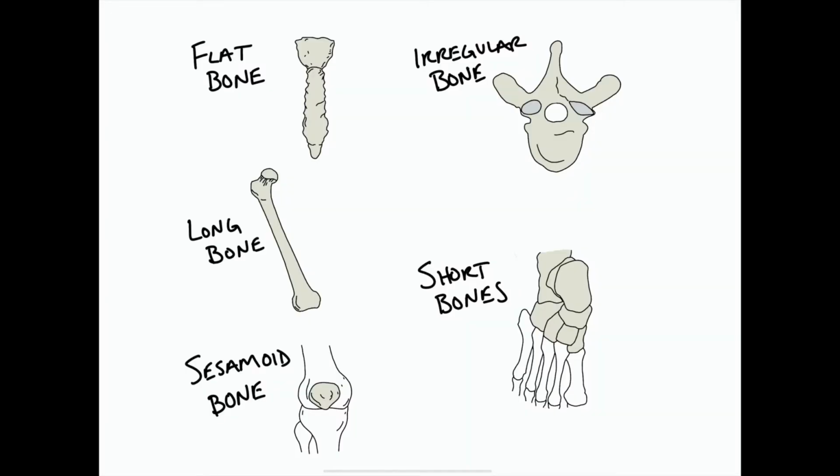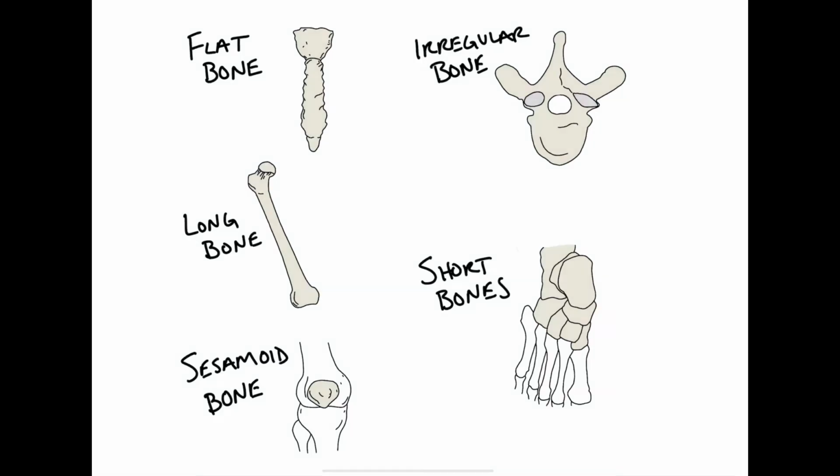There are a few major categories of bones that you can place specific bones into. There are flat bones, long bones, sesamoid bones, irregular bones, and short bones. They are put into each of these categories based on their shape and function. Examples of flat bones include the sternum, bones of the skull, or ribs, while long bones are the more traditional bones you think of, like your humerus or femur.